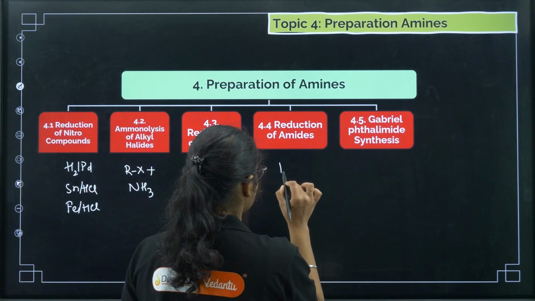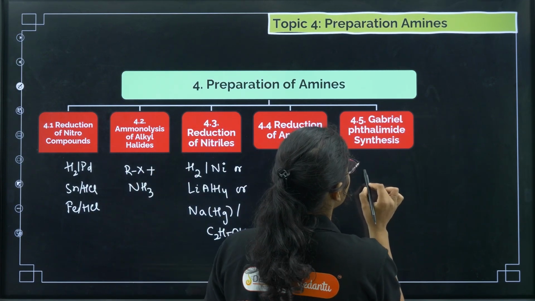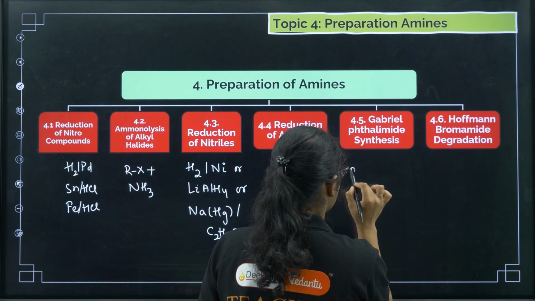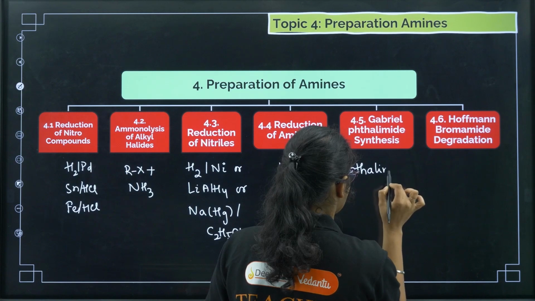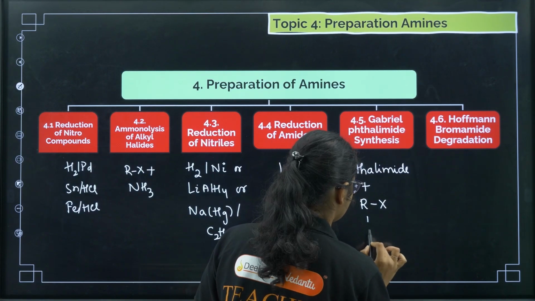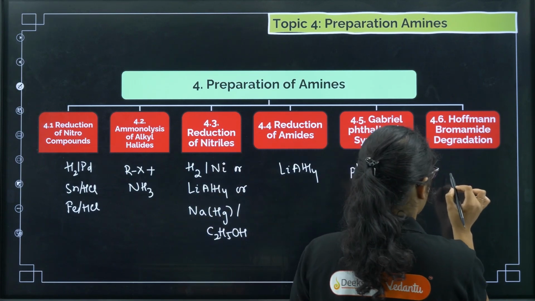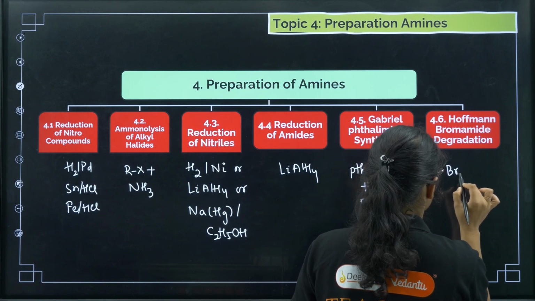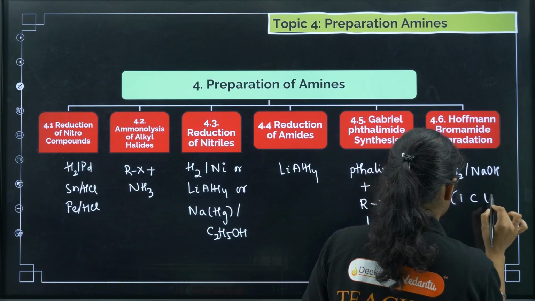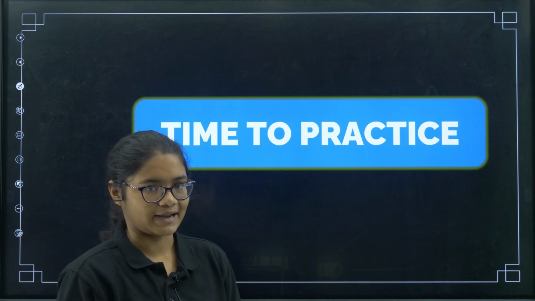For this we need lithium aluminium hydride. For Gabriel phthalimide you need phthalimide and RX, and you should remember that it will give you only primary amines. For Hoffmann degradation you need Br2 in presence of NaOH. Here you remember one carbon less product is formed. So that's all. Now it's time to practice.